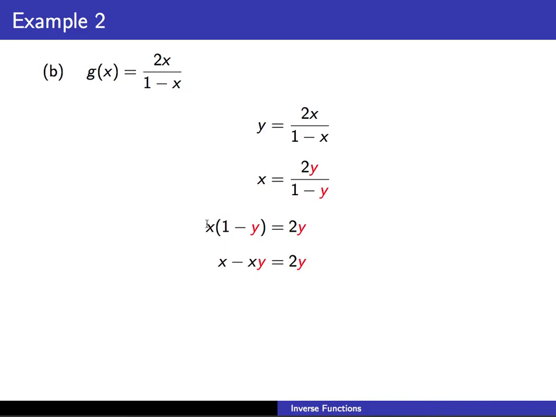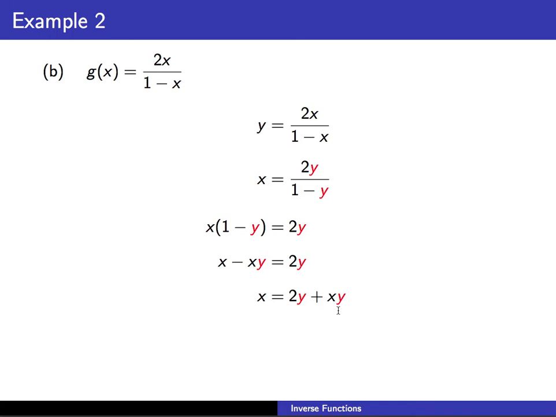Next step, distribute our x to both terms. We'll get 1 times x is x, and then x times -y is minus xy equals 2y. And we want to get these red y's alone, and in essence, we want to get them on the same side of the equation. So now we can bring this -xy over by adding it to both sides, and we're going to get x equals, when we add this -xy to both sides, we get 2y plus xy.